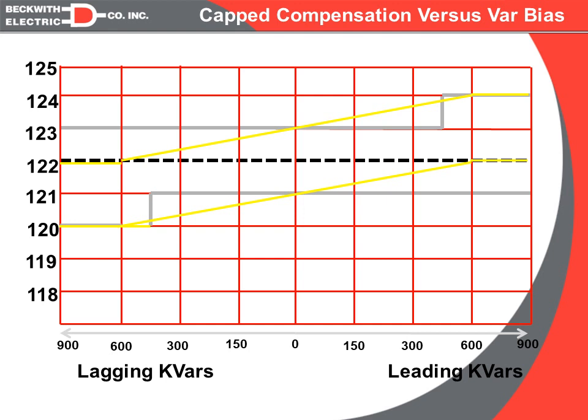And one edge will remain solid, and only the one edge will be biased. So for lagging, we will bias the lower, and for leading, we will bias the upper. But again, with the capped, notice that the band center is varying with the VAR flow. So in summary, with VAR bias, only one edge is being biased, whereas in the capped compensation, the entire band is being biased.